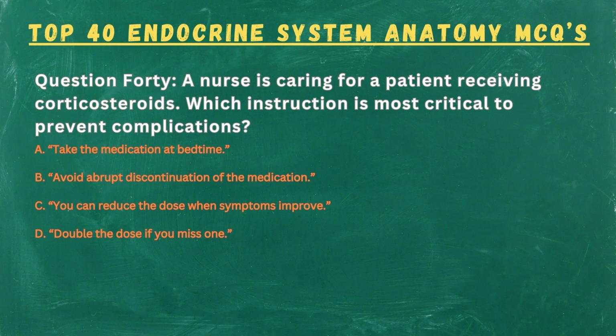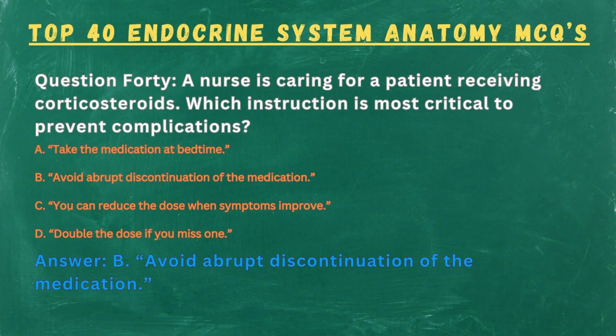A nurse is caring for a patient receiving corticosteroids. Which instruction is most critical to prevent complications? A. Take the medication at bedtime. B. Avoid abrupt discontinuation of the medication. C. You can reduce the dose when symptoms improve. D. Double the dose if you miss one. Answer: B. Avoid abrupt discontinuation of the medication.